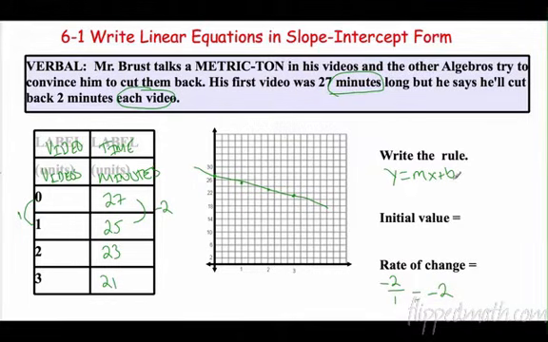b is our y-intercept. Where does it cross the y-axis? Right here at 27. So if we plug these in now, we have our equation: y equals negative 2x plus 27. And right there you see, we just did Mr. Bruss's stuff backwards. Usually he gave us an equation, and we filled in the table and graphed it. Now we got a situation, table, graph, equation. Everything else is exactly the same.